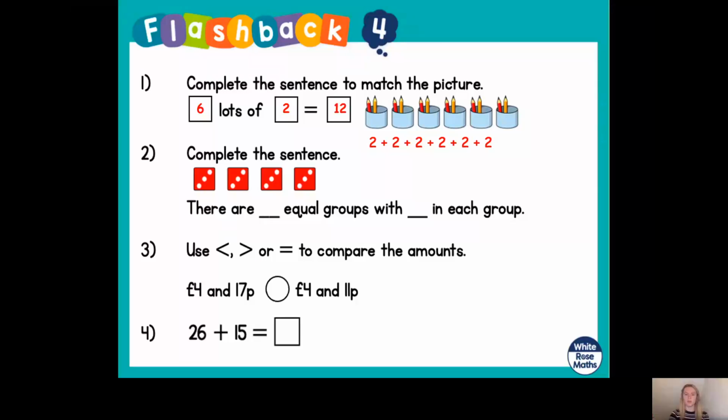Now, number 2, how many equal groups are there? Well, there are 4 dice, aren't there? So there's 4 equal groups, and we know that they're equal. So if there's 3 in the first group, there'll be 3 in each group.